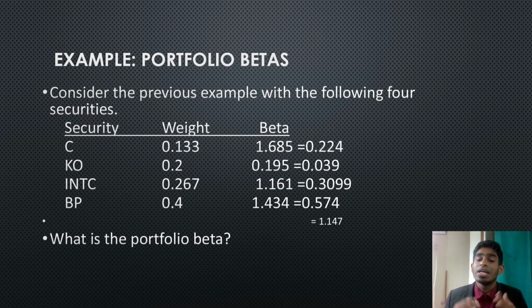0.574. So, selepas mendarab semua itu, tambahkan semua beta-beta tersebut. So, after you add everything, you should get 1.147. So that will be your portfolio beta. Alright, so next slide.